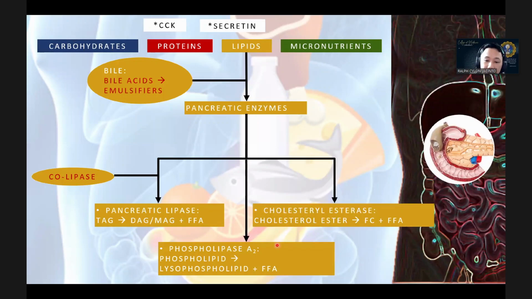And then another, your cholesterol esterase. So this is an enzyme that frees up your free fatty acid and free cholesterol from your cholesterol ester. So again, products of your lipid digestion are as follows. You have your free fatty acids, you have your di and monoglyceride, you have your free cholesterol, and your lysophospholipid.